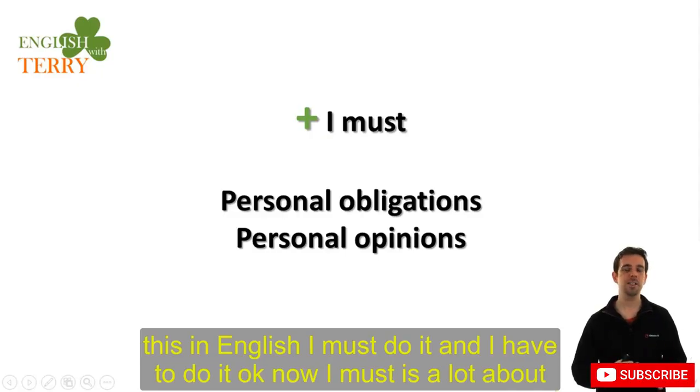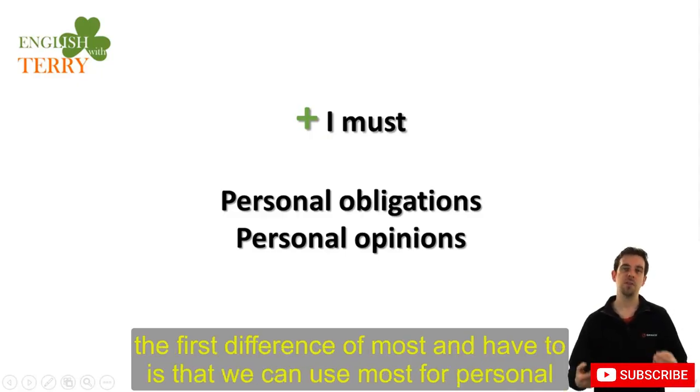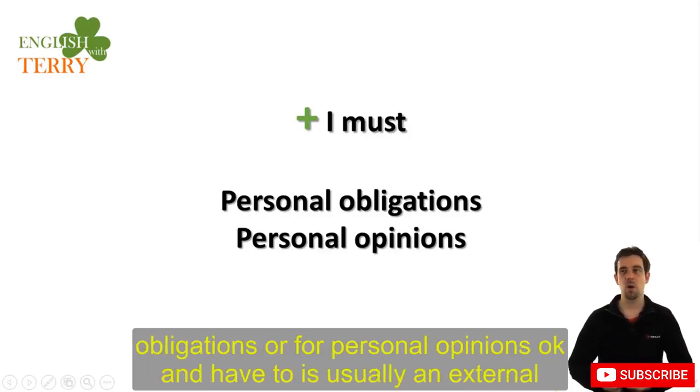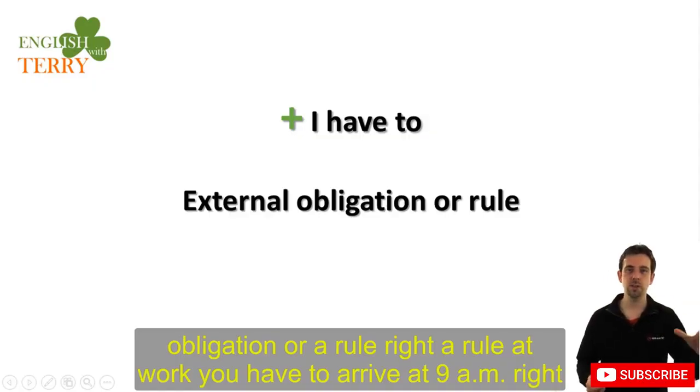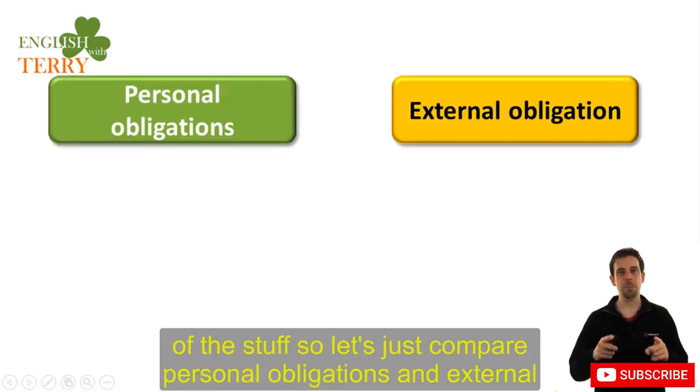Now, the first difference between must and have to is that we can use must for personal obligations or for personal opinions, okay? And have to is usually an external obligation or a rule, right? A rule at work. You have to arrive at 9 a.m., right? So let's just compare personal obligations and external obligations.